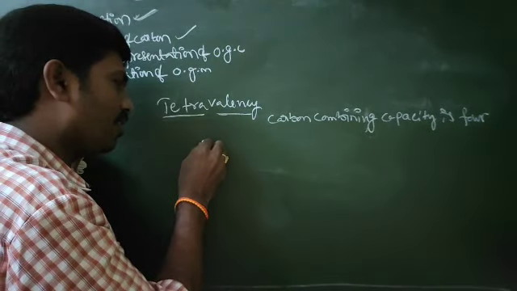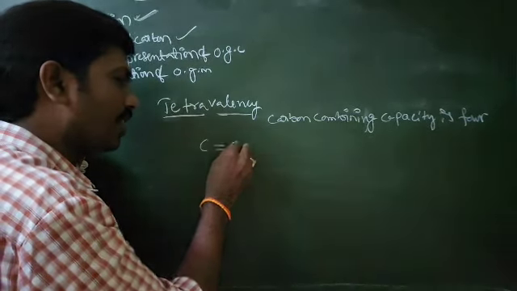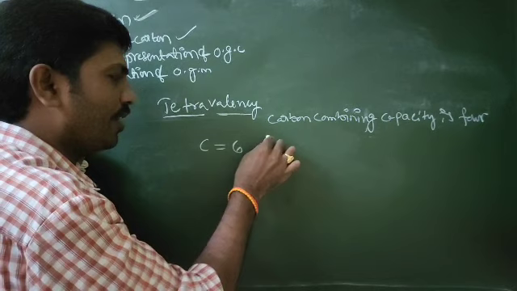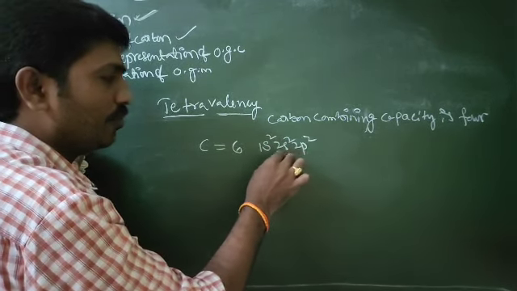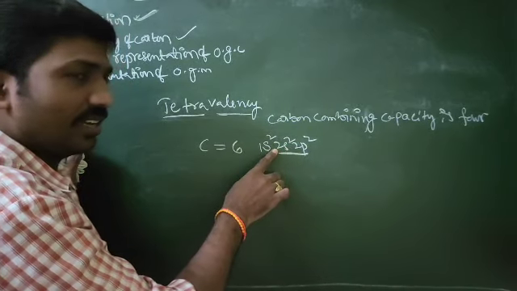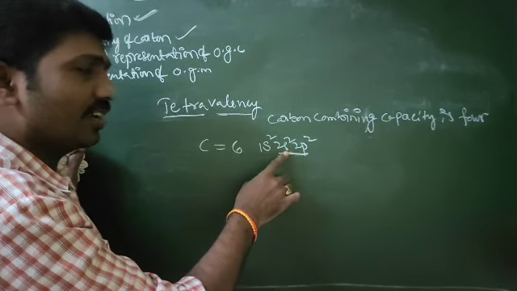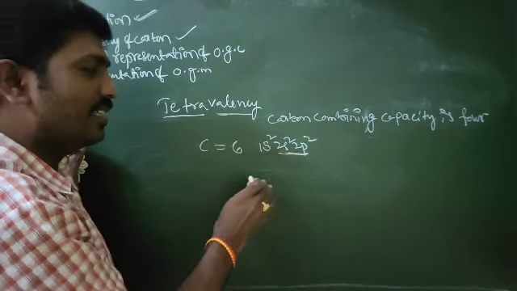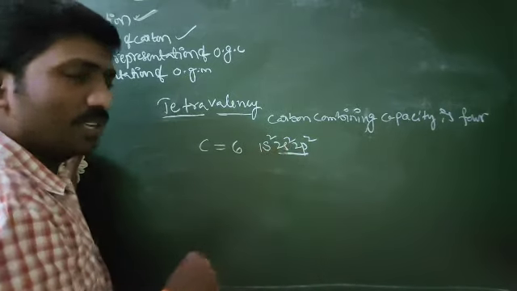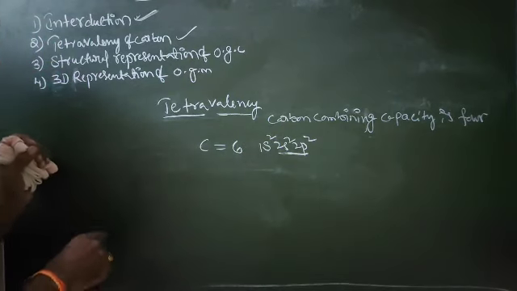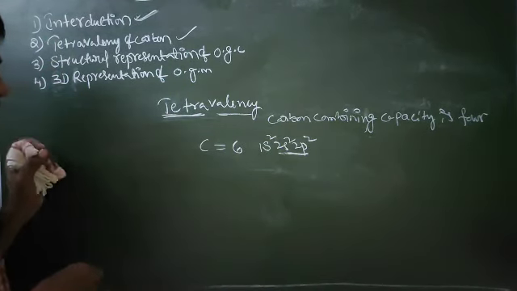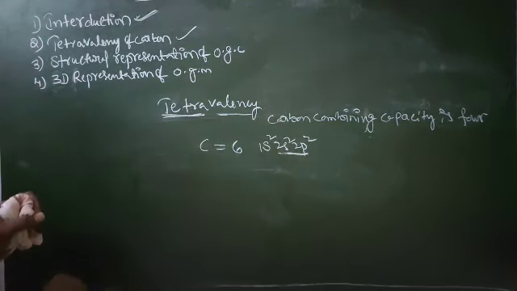The electronic configuration of carbon, atomic number 6, is 1s2, 2s2, 2p2. Valence electrons means electrons in the last shell. The second shell is the last shell, and there are 4 electrons here. So that is the valency of carbon. This is about the tetravalency of carbon.